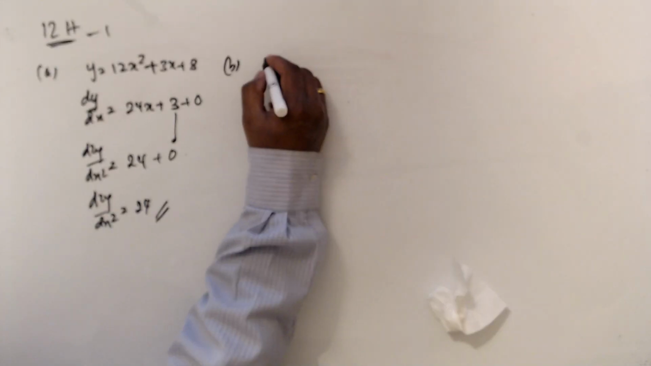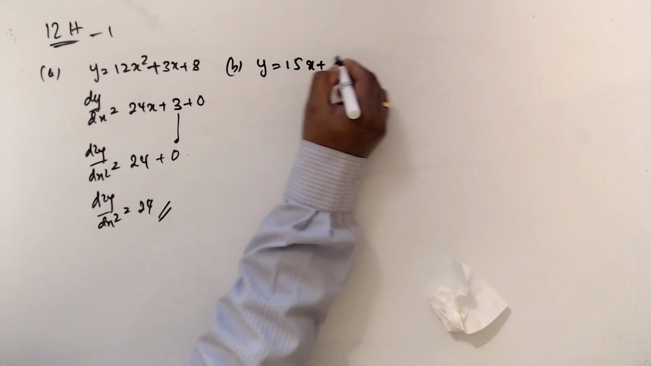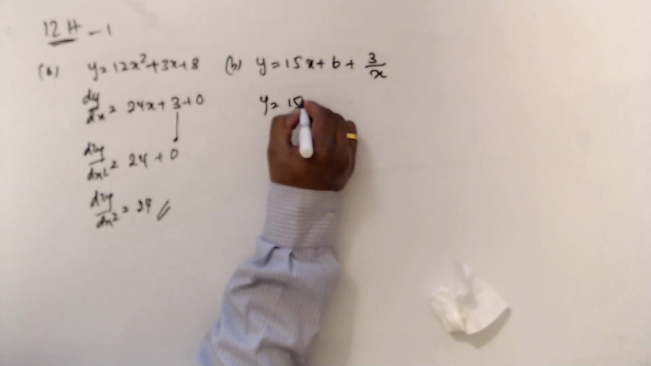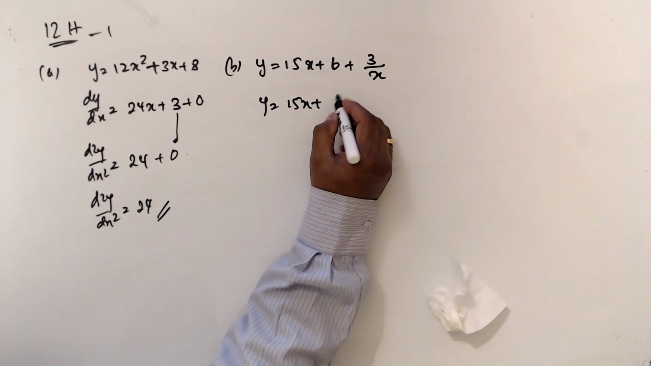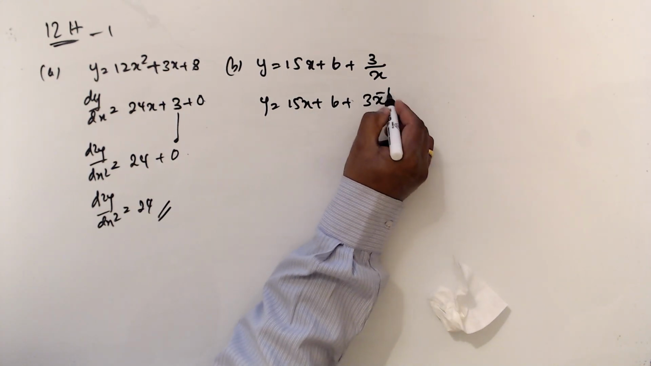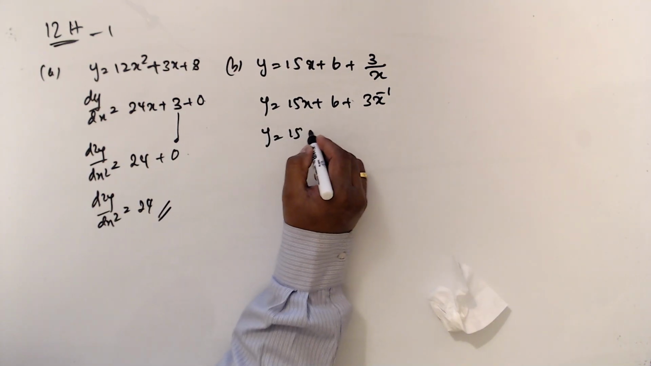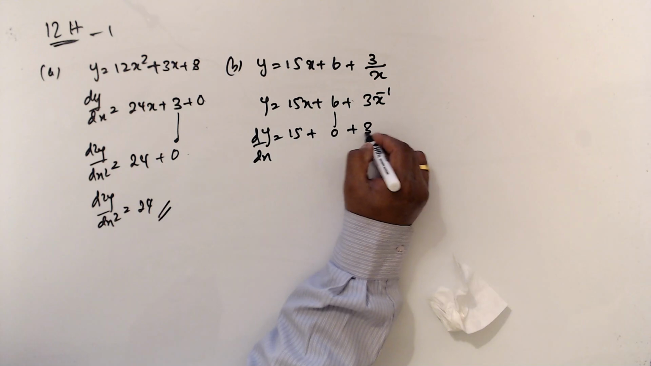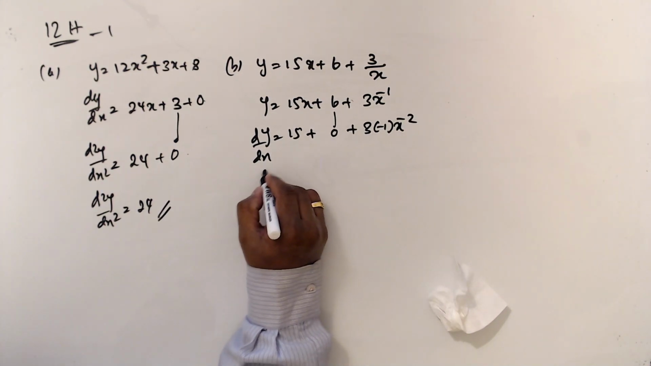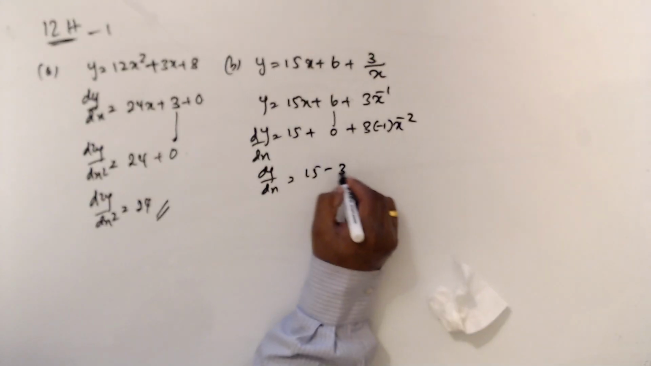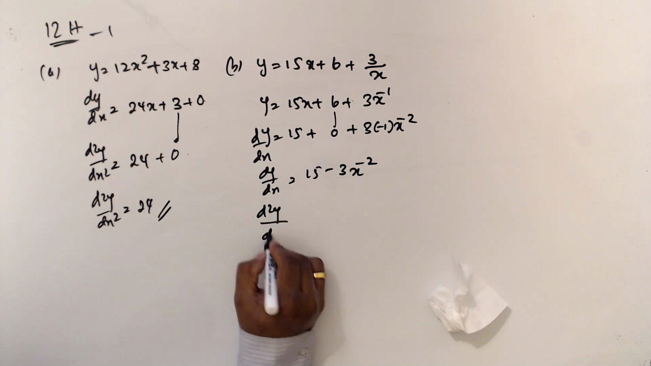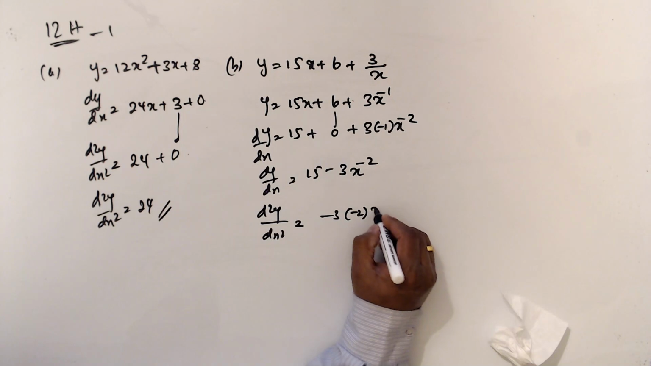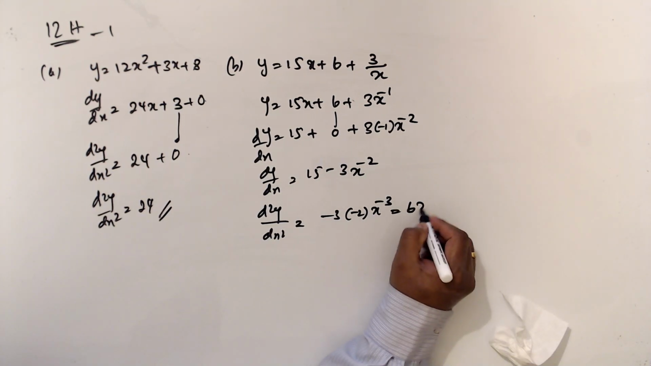Part B. y equals 15x plus 6 plus 3 over x. I'll bring x to the numerator. Now differentiate: dy over dx is 15, plus this is 0, and 3 times minus x to the minus 2. So dy over dx is 15 minus 3x to the minus 2. d squared y over dx squared: this becomes 0, so minus 3 times minus 2 times x to the minus 3, which is 6x to the minus 3.